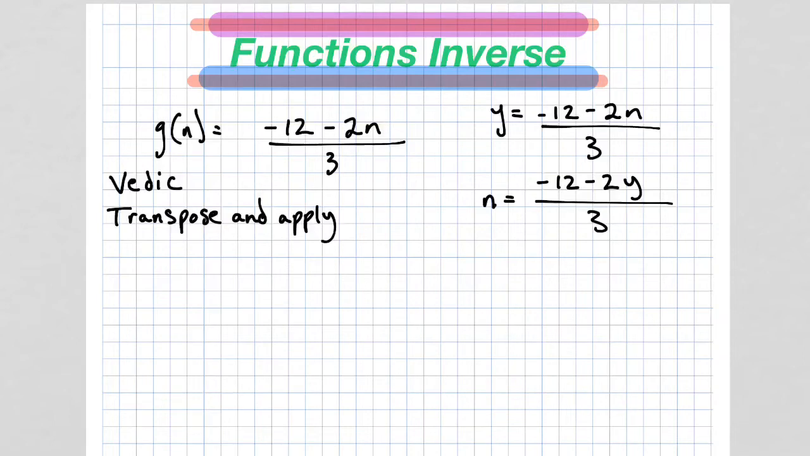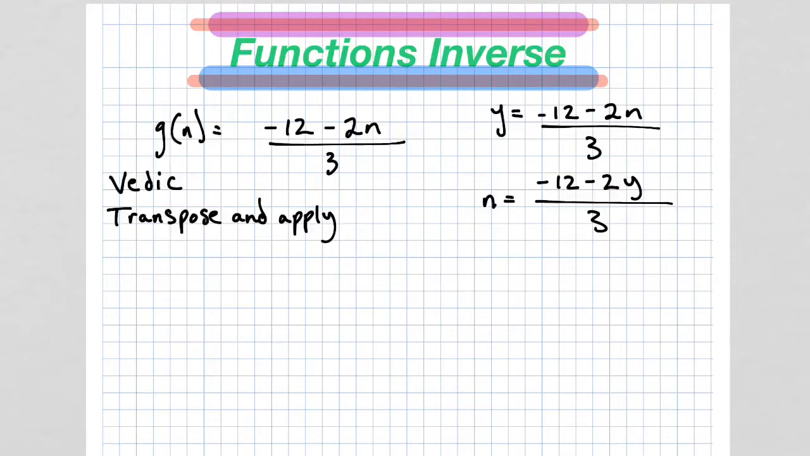It's kind of what we're doing when we're solving for y. We're just going to reverse everything, reverse the operation. So here we're dividing by 3, so we need to multiply by 3. This is transpose and apply. We're transposing it across the equal sign. So transpose and apply means let's reverse all the operations until we get this y by itself.